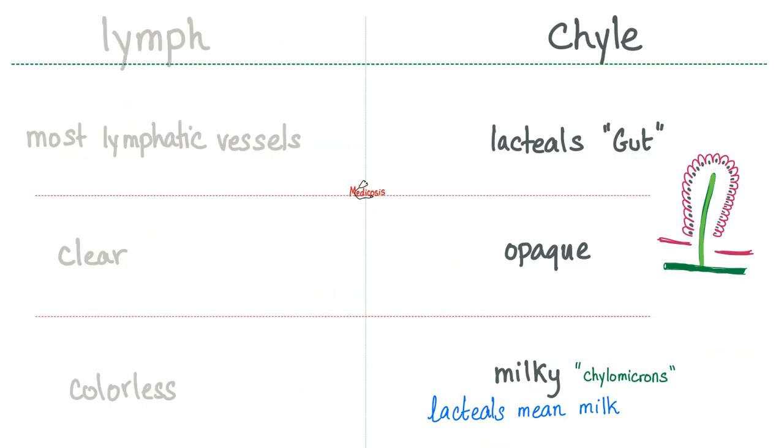the circulation. The distinction between lymph and chyle was discussed before in my video on the lymph nodes and the lymphatic system in this biology playlist.